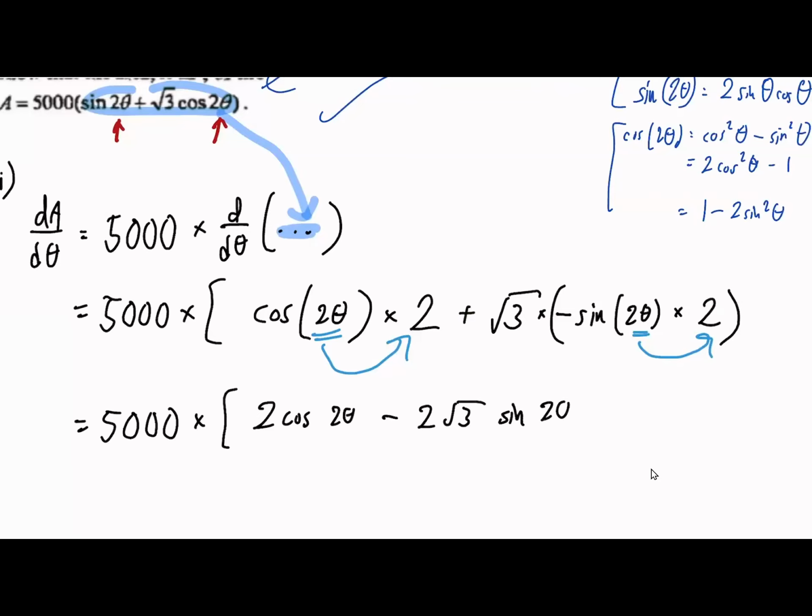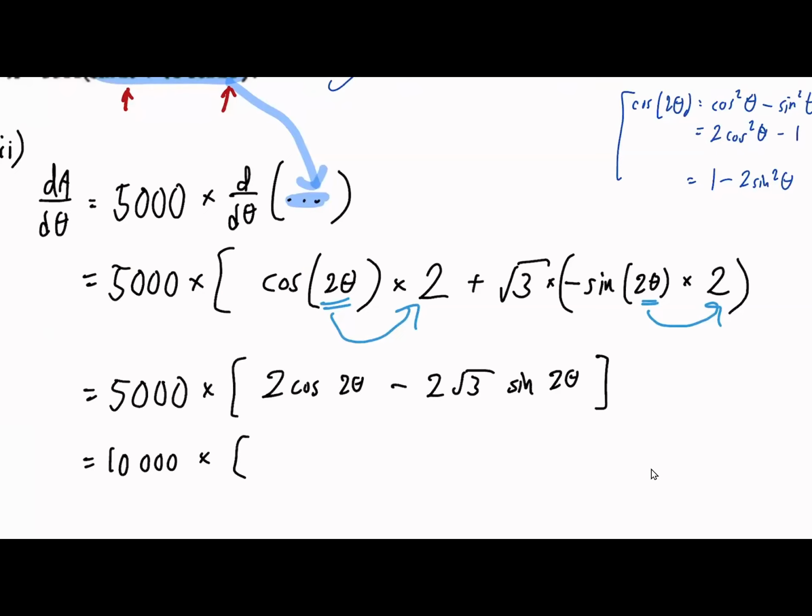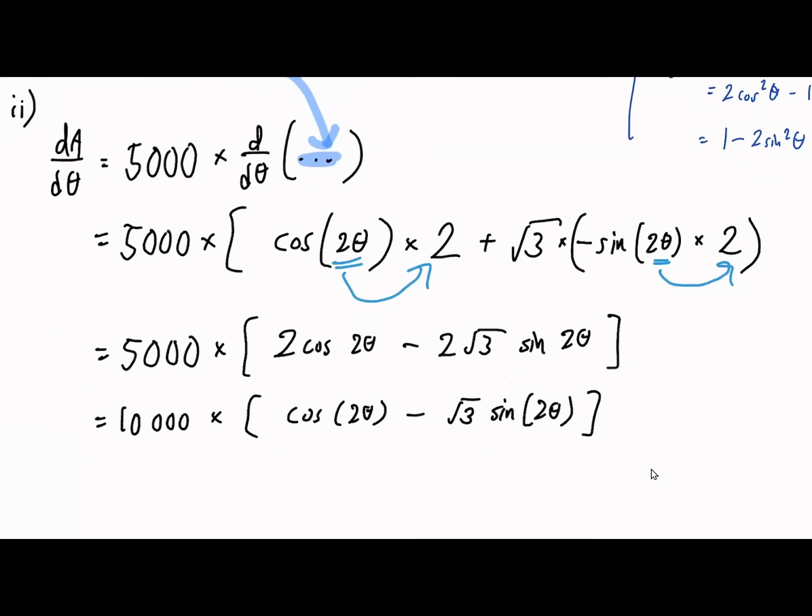Is that okay? Very good. I can factor out 2 as well. So I get 10,000 times cos 2 theta, I'll just put a bracket, minus root 3 sine 2 theta. You put a bracket or you don't put, it's fine. Both are fine in this case. Very good. Then what's the next question?